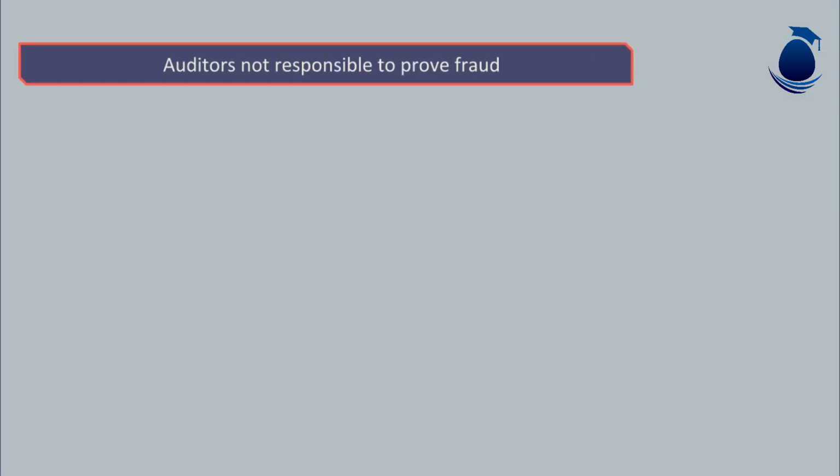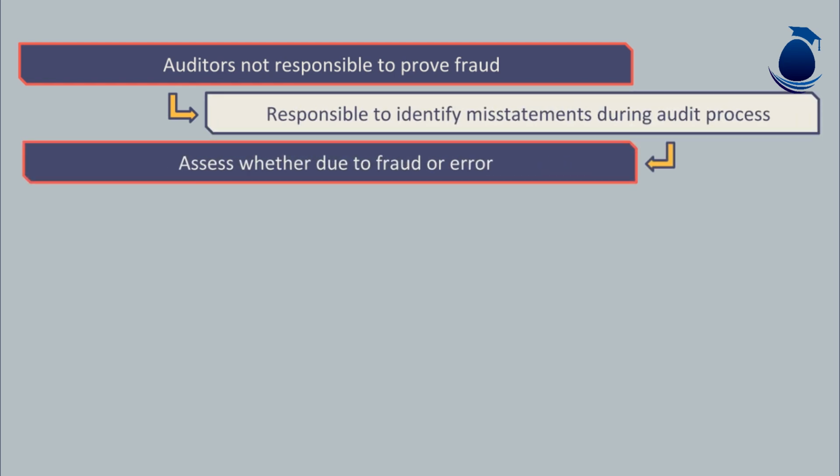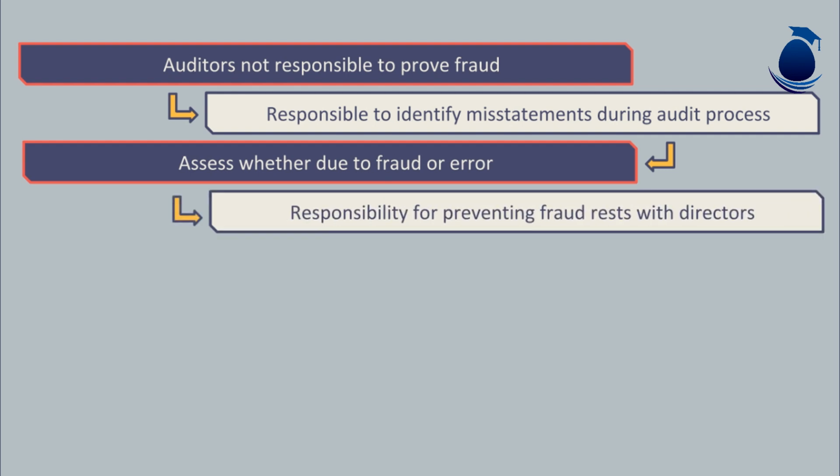The auditing standard does not state that it is the auditor's responsibility to prove whether fraud has happened. Their responsibility is to identify misstatements during the audit process and assess whether they are as a result of fraud or error. The responsibility for ensuring fraud is not present in the financial statements, and the company as a whole, still remains with the directors.